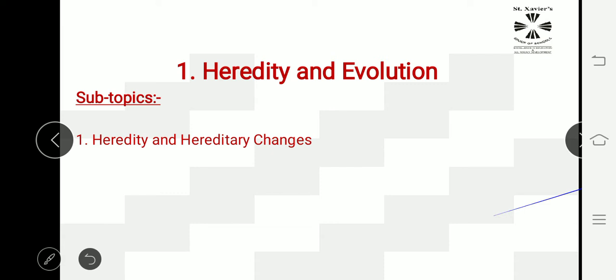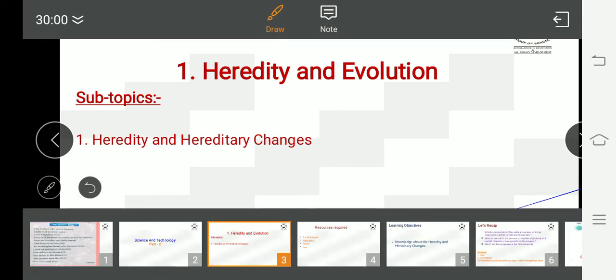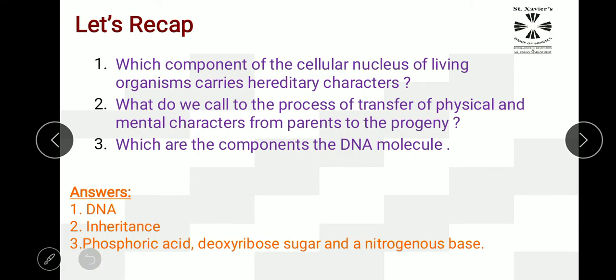Hello students, today we'll learn heredity and evolution. When we start with this topic, let us revise some basic concepts which we have already learned in our ninth standard.